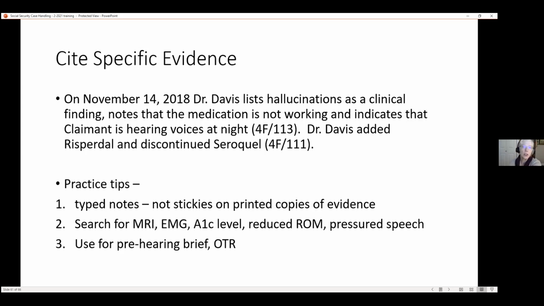So when you're looking at your evidence, again, you want to do typed notes, not stickies on printed copies of evidence, because you're going to have 1,000 pages. The average case now is 1,000 pages. Print stickies is just not going to cut it anymore. You want to look for all that objective evidence so you can point to it.